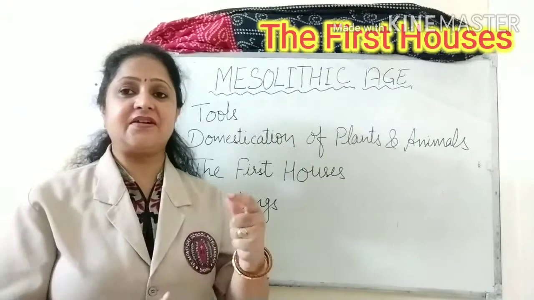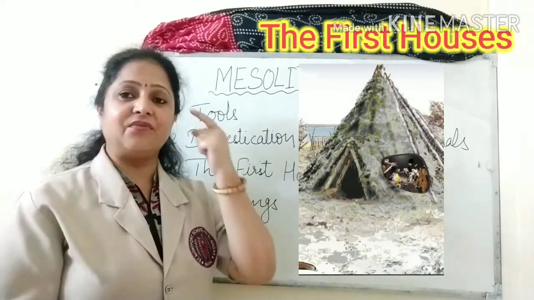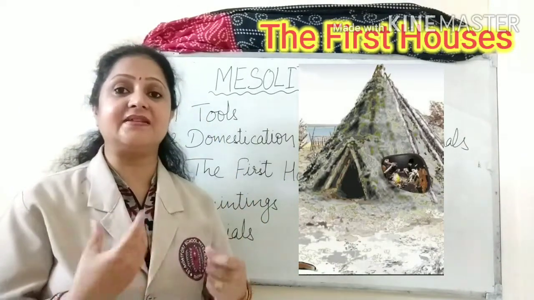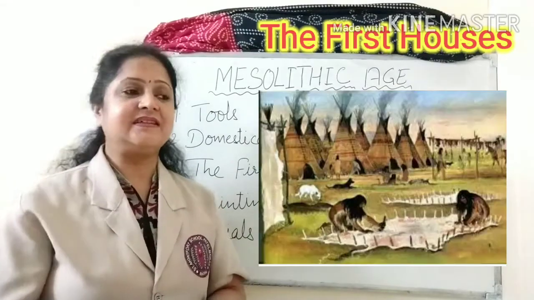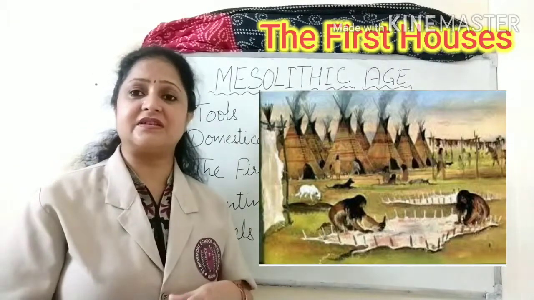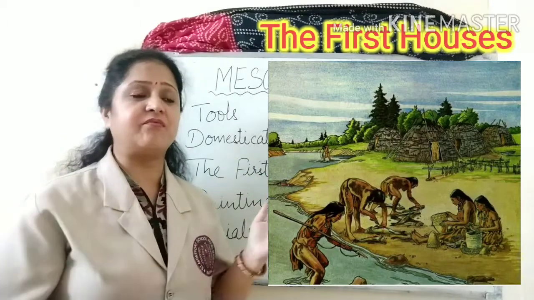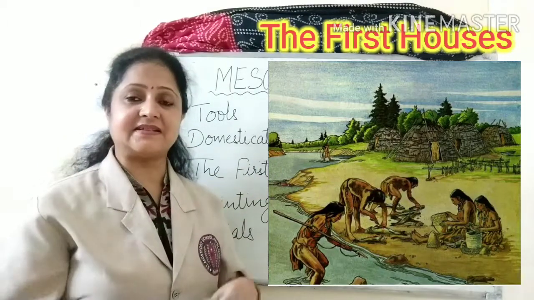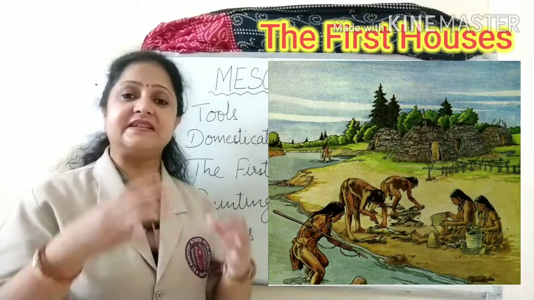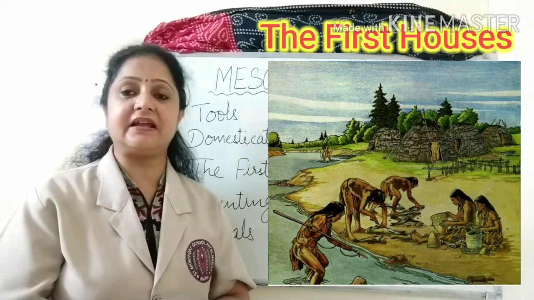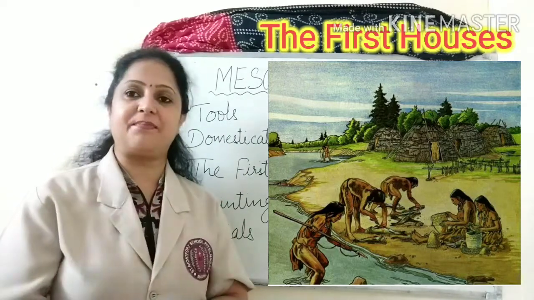As he stayed in those places, he learned to make his own houses. So these houses were the primitive houses. Most of these primitive houses were made near river valleys, where water was easily available for drinking as well as for watering the plants.